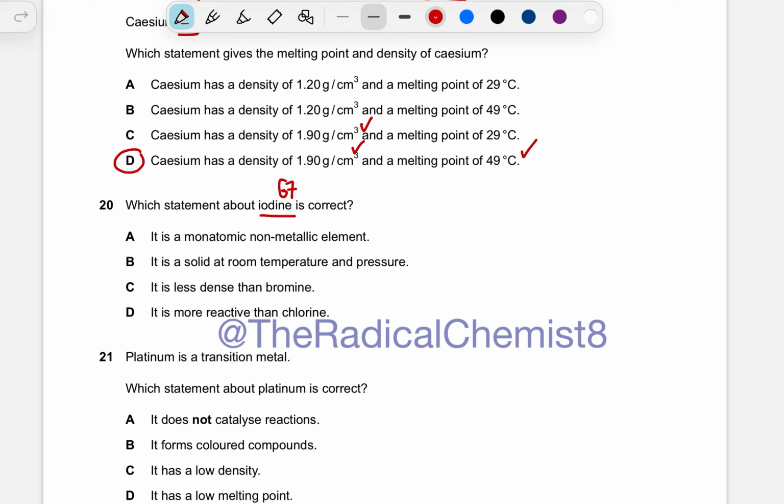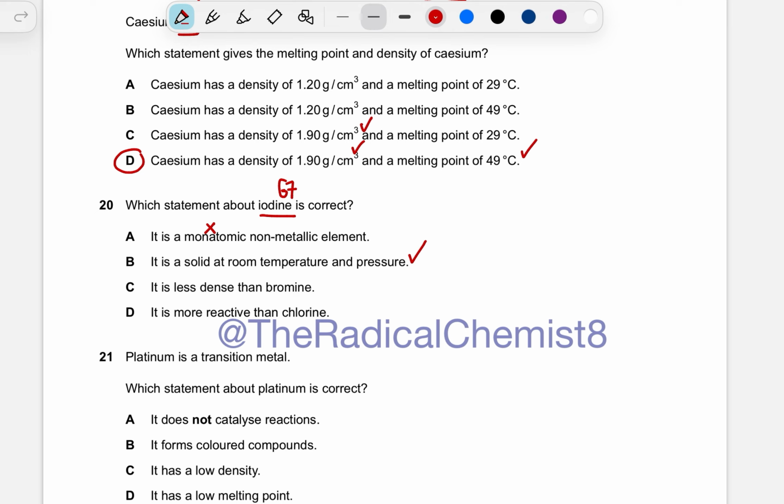And group 7, the halogens, they exist in pairs. They're diatomic molecules. So the first answer is wrong because it's not monatomic. It says then it is a solid at room temperature and pressure. Well, that is correct.